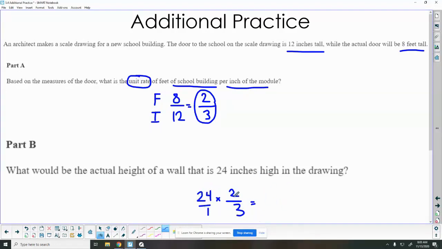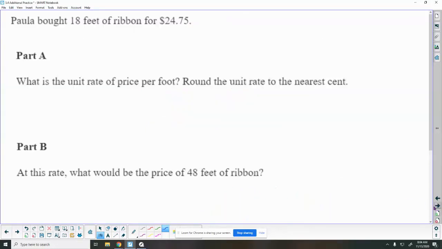When I do 24 times 2, that's 48, and 1 times 3 is 3. So if you finish that problem, 48 divided by 3, that will tell you the actual height of the wall, because our model is 2/3 of the actual thing. If this is the picture, then we can use 2/3 of this, which is to multiply, and figure that problem out. So I'll let you do that part.